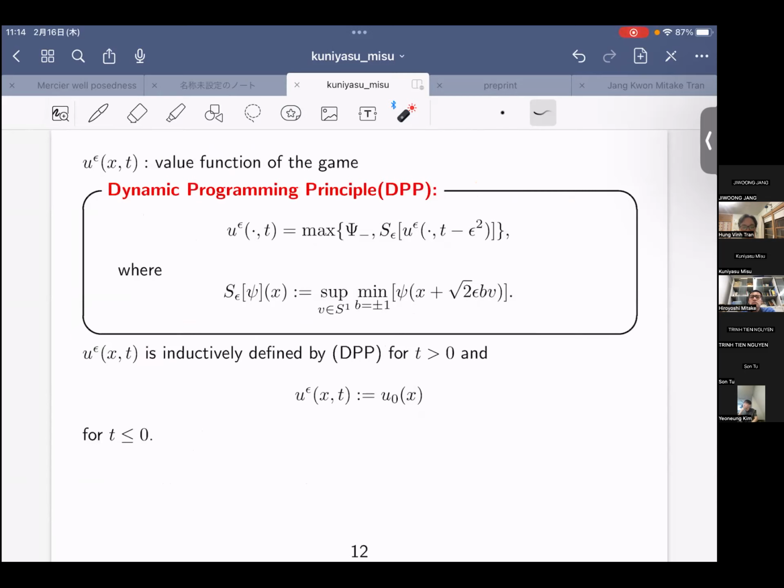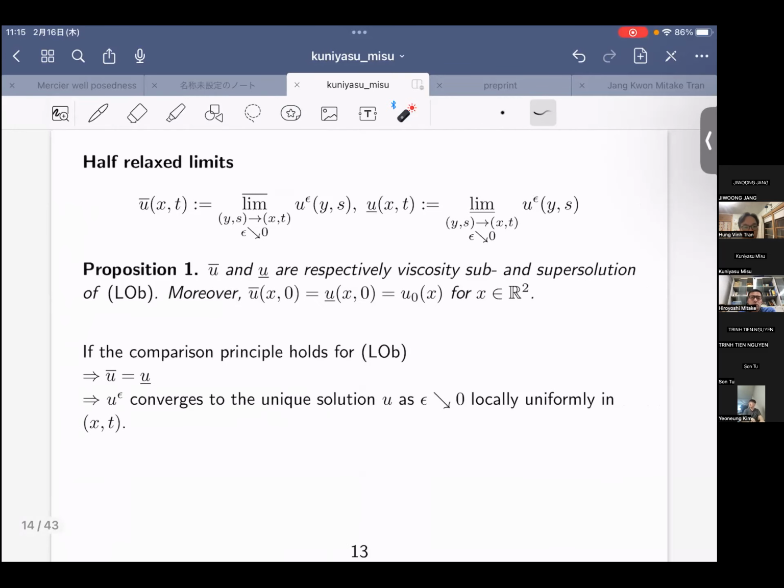So this is the dynamic programming principle, DPP. This formula is the key formula to prove the convergence of value functions. And this is a statement of convergence by using half-relaxed limits. This type of statement is usual in the viscosity solution theory.